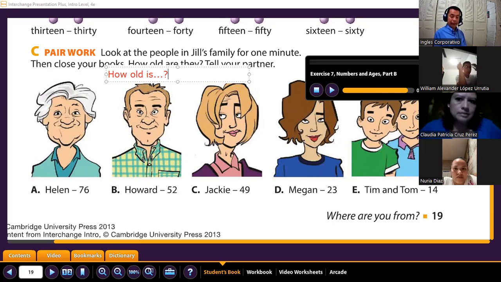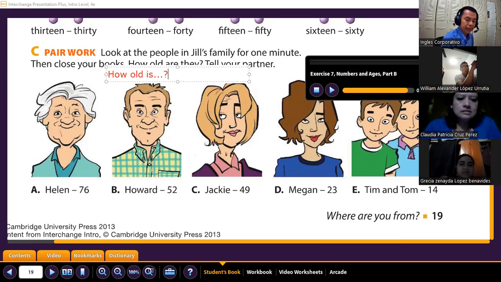Tengo que hacer la pregunta con el nombre please, de la persona. Please, please, please. How old is Helen? Grecia? She is? She is. Sería mi edad o la de. No, Helen. No, no, no. We're talking about Helen. Oh. Uh-huh. She is. La de Helen. She is. Sería. 17, 76, correct. Good. Now let's go to the next question, right? Let me see. Karen, you make the question to Luis.